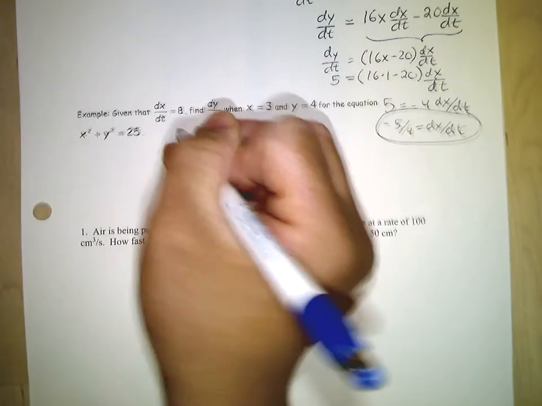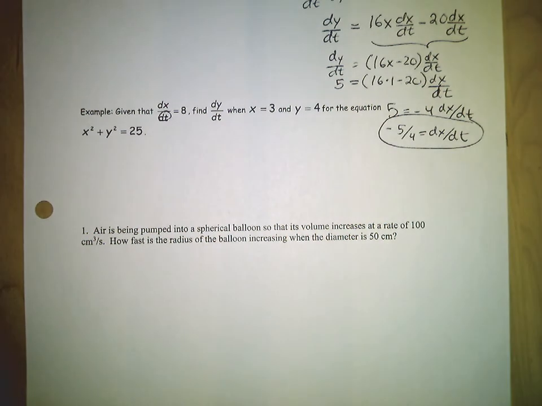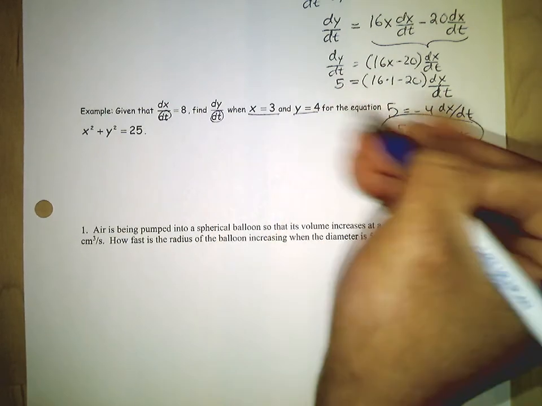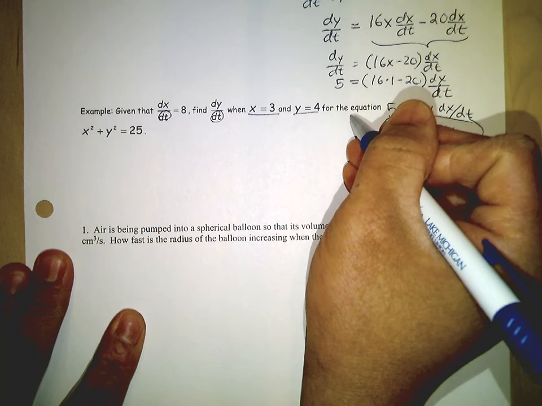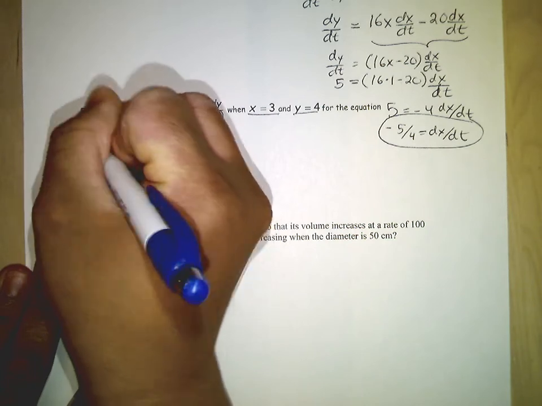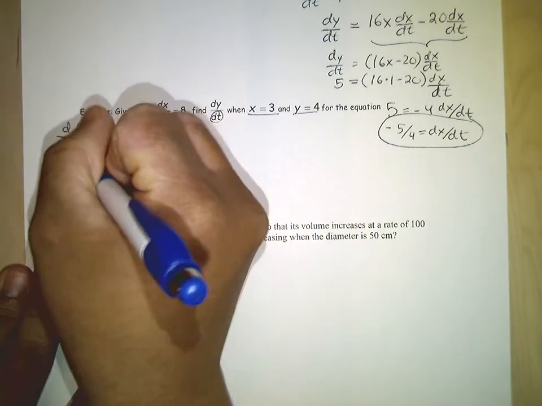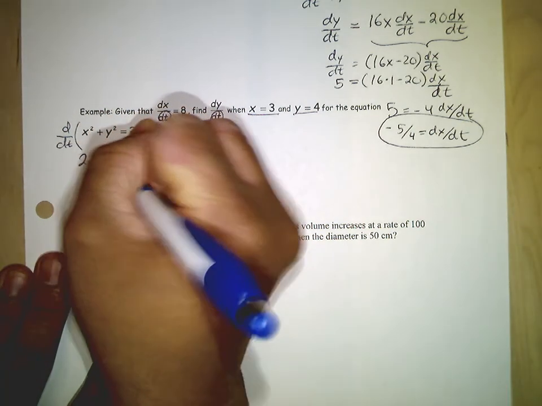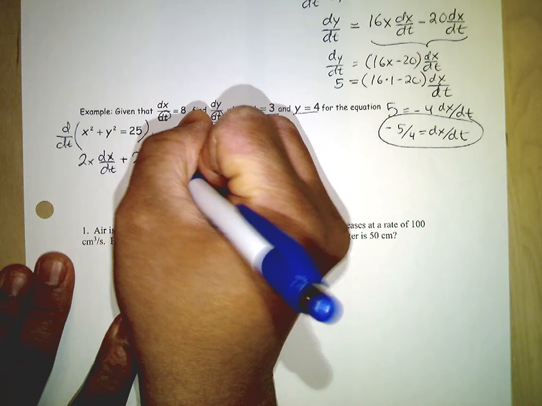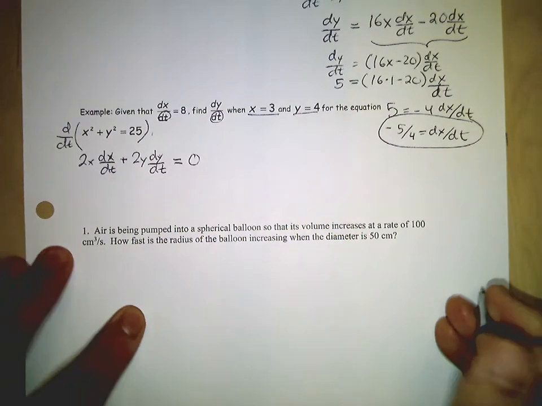Given that dx/dt is equal to 8, now again pay attention to the variable we're finding the derivative with respect to, and dy/dt is what we want to find when x is equal to 3 and y is equal to 4 for the equation x squared plus y squared equals 25. So I'll find the derivative with respect to t. The derivative with respect to t of x squared is 2x dx/dt. The derivative with respect to t of y squared is 2y dy/dt. And the derivative with respect to t of 25 is 0.